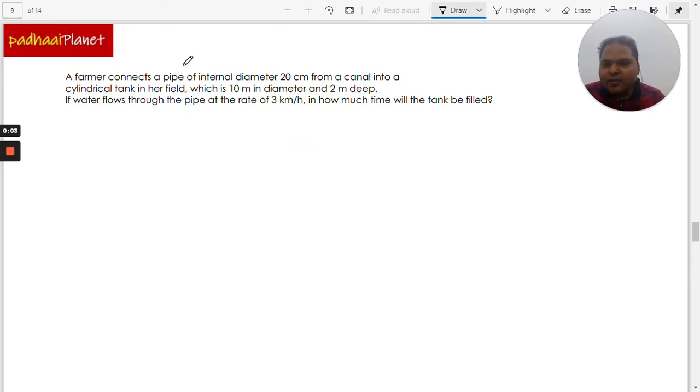And you know, we have the question here. There is a farmer who connects a pipe of internal diameter 20 centimeter from a canal into a cylindrical tank in her field, which is 10 meter in diameter and 2 meter deep, right? So that's the dimension of the cylindrical tank which is given here. Now it says, if water flows through the pipe at the rate of 3 kilometer per hour, in how much time will the tank be filled, right?